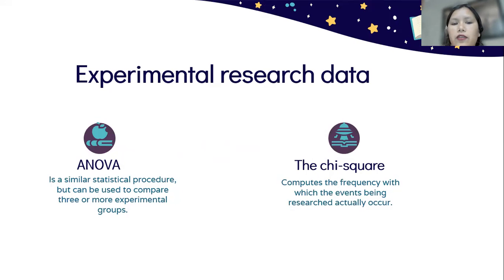Experimental research data refers to two experimental parts. That is ANOVA, a similar statistical procedure, but it can be used to compare three or more experimental groups. The chi-square computes the frequency with which the events being researched actually occur.